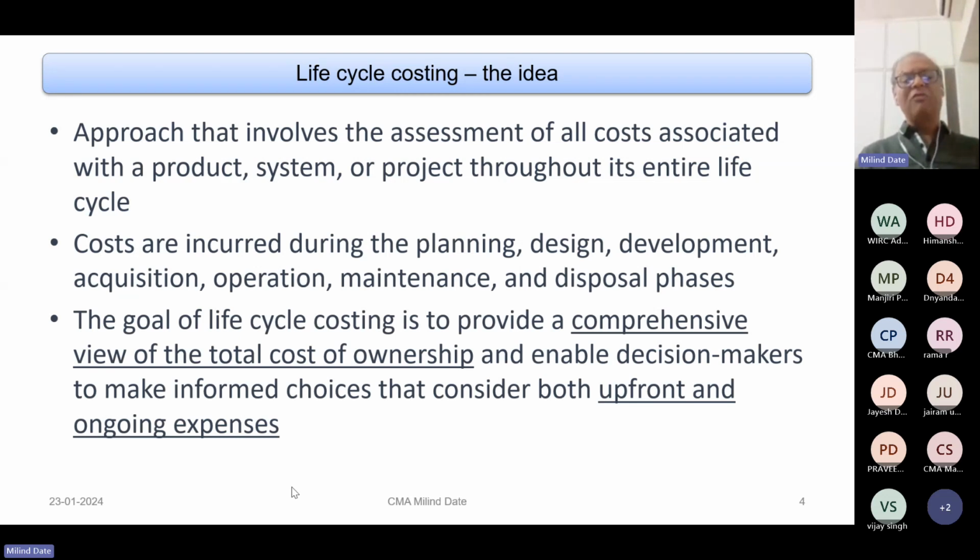The goal, therefore, of life cycle technique is definitely to make sure that you get a comprehensive view of the total cost of ownership. For example, when you purchase a car, the cost of the car is not your total cost of ownership. You have to pay insurance, which is a yearly payment. You have to pay taxes. You have to spend a lot of money on operating costs, such as fuel, maintenance, consumables, repairs, the replacement of some parts.